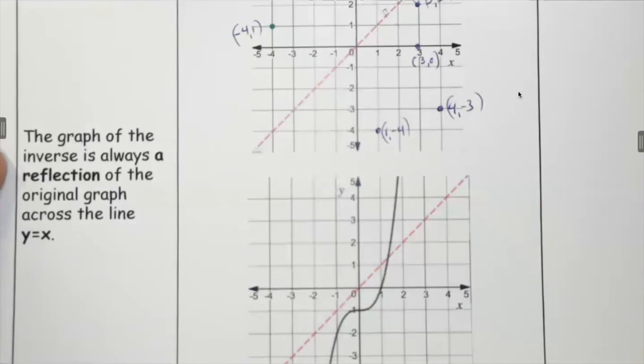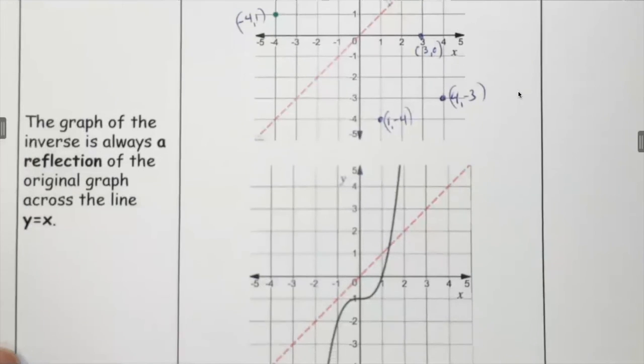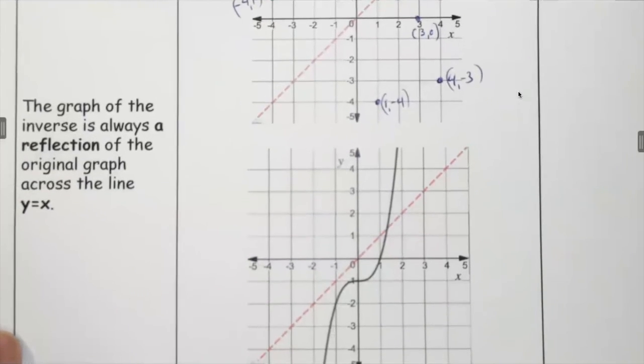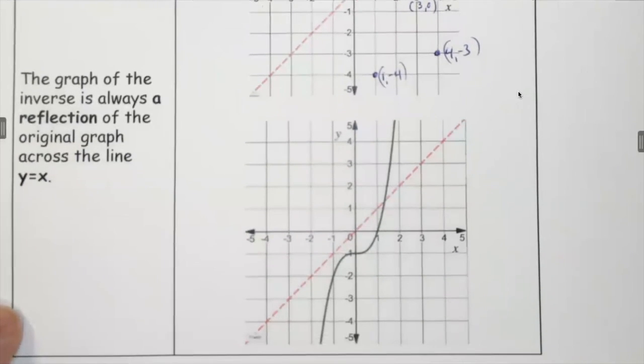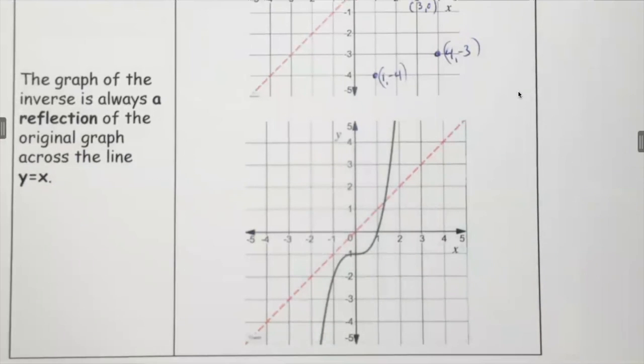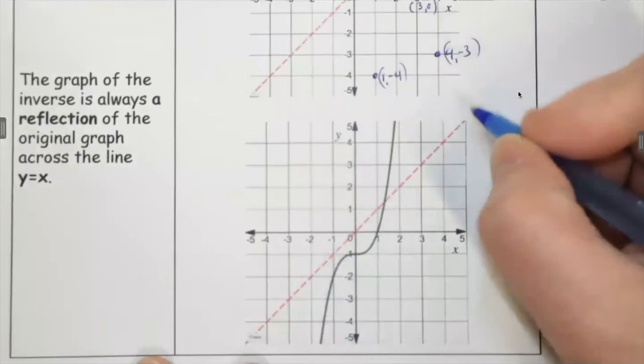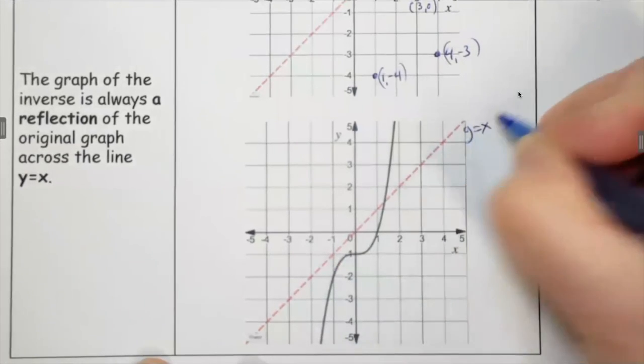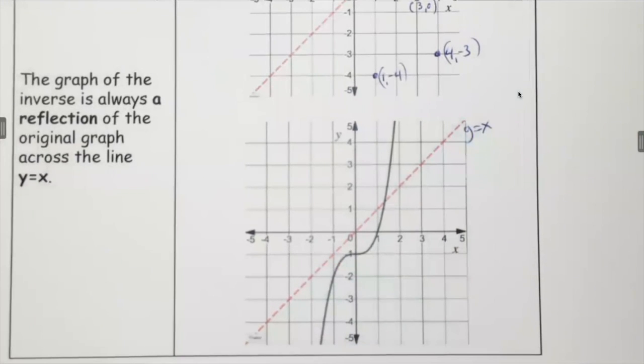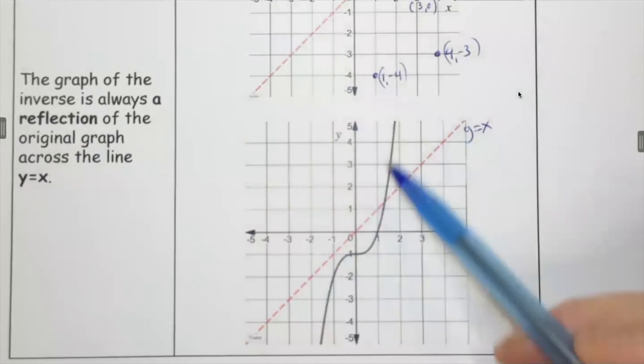The graph of the inverse is always a reflection of the original graph across the y equals x line. I will not graph the y equals x line for you. I will just give you a graph. You're going to have to remember to make sure you're always sketching in the y equals x line because we use it to help guide us on graphs. I am looking for the inverse of this odd function. Tails are going in opposite directions.